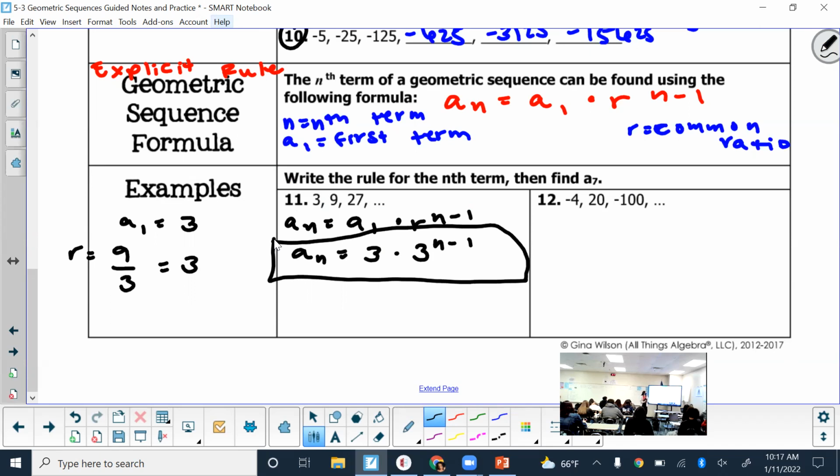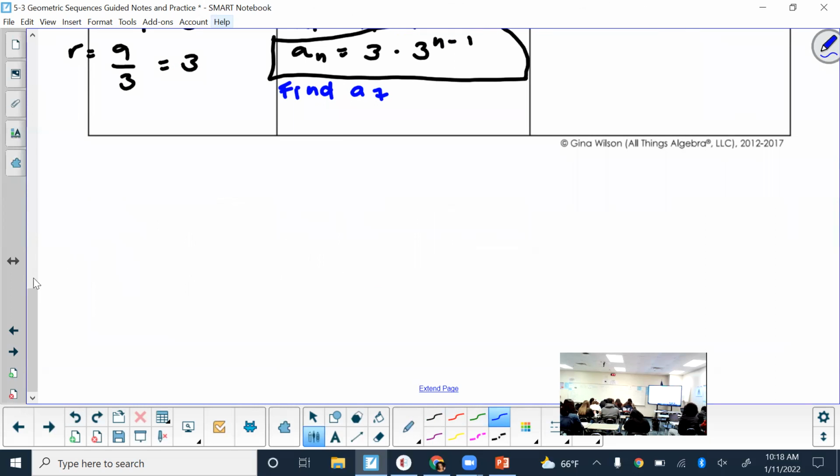Let's see. All right, and I didn't read the instructions. The instructions said to make a rule for the nth term. That's what we just did. So writing it with the n's in it would be the rule for the nth term. Any questions? All right, and then it says find A sub 7. So what is A sub 7? What does it stand for? The 7th term, good. So it replaces what in the formula, the 7?